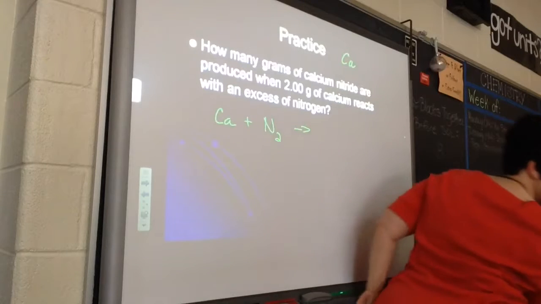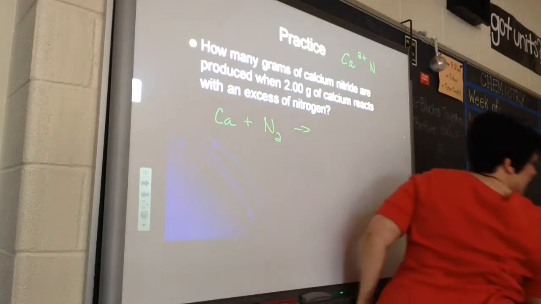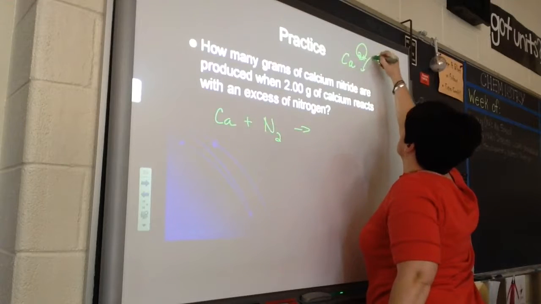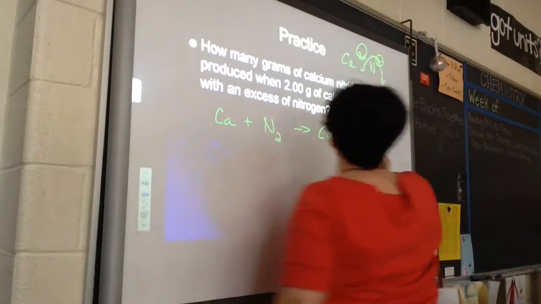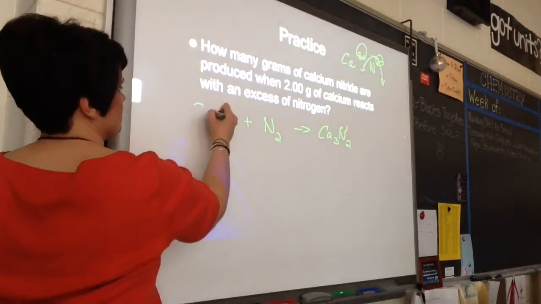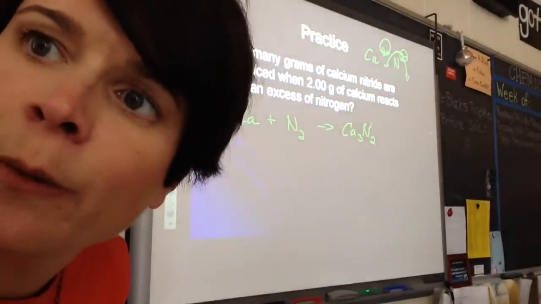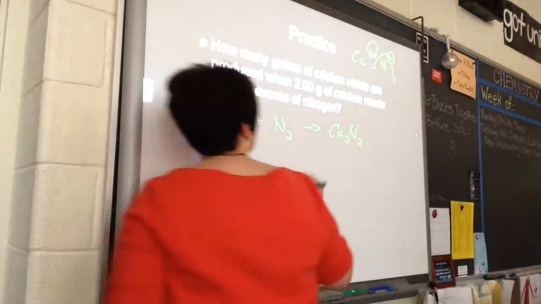Calcium is what? Is that a 2 or a 1? 2 plus. Nitrogen is 3 minus. Crisscross. Ca3N2. Easy balancing. Sig figs? 3.